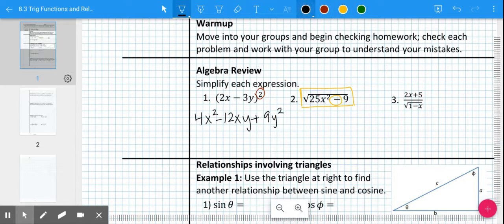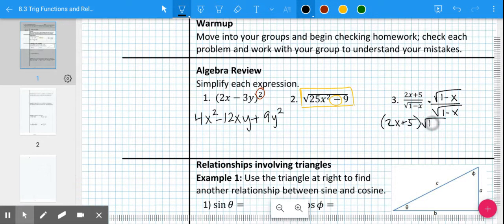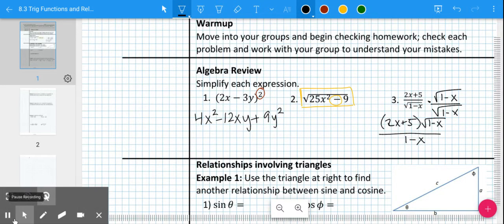And then on number 3, the only thing we can do here is rationalize this. So you're going to multiply top and bottom by root 1 minus x and simplify. Go ahead and choose your answer. And not much you can do here. Your final answer is going to be 2x plus 5 with the root 1 minus x. The denominator comes out to a plain basic 1 minus x. Just be careful to make sure you have those parentheses in front of the 2x plus 5.